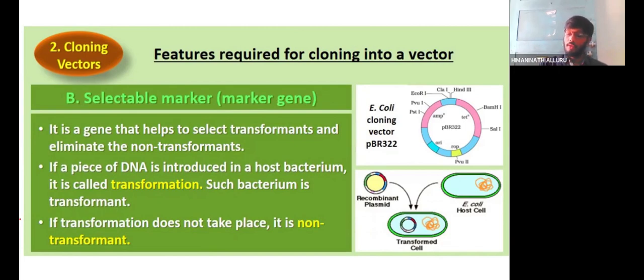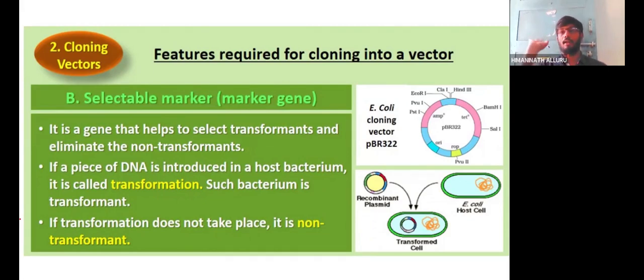One is only the vector DNA enters the host without a choice DNA, without a recombinant. Second thing is the vector along with the choice DNA, that is a recombinant DNA, has entered the host. Third thing is neither the vector along with the choice DNA nor without it has entered the host.